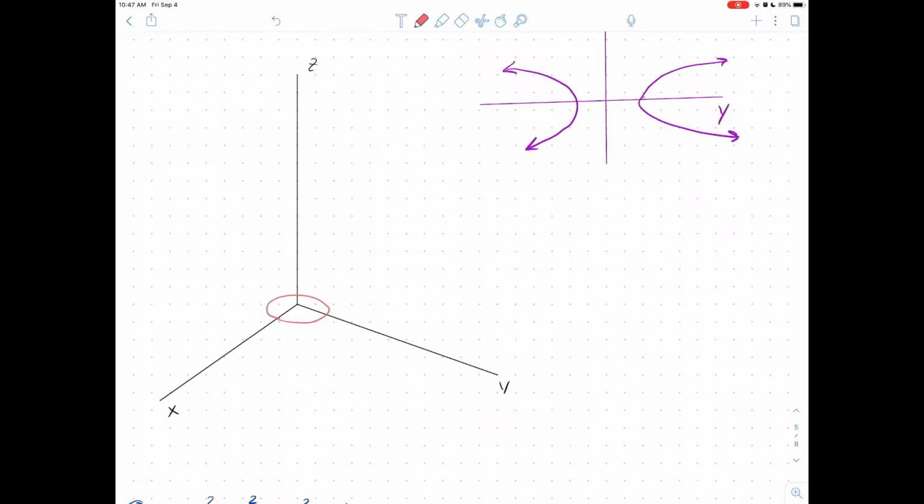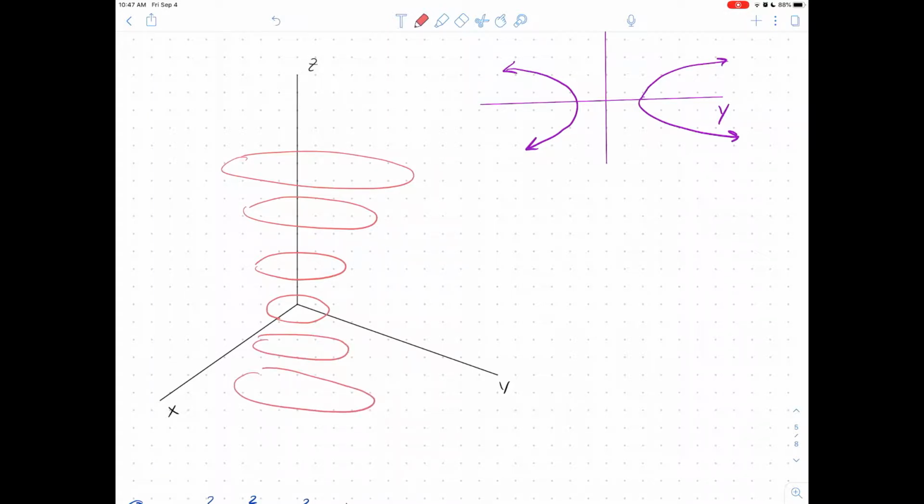And then as you go up, the circles get bigger. So the circles get bigger in sort of a systematic kind of way. And then the same thing as you go down, they get bigger as well. And so you sort of, oops, this is hard to graph. You can sort of get a sense of what this looks like.